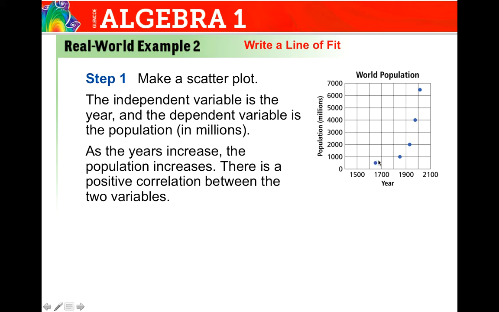Now looking at this, it slowly starts to grow and then goes up very, very quickly. So when we create this line, we're going to have a very steep slope going through our data.